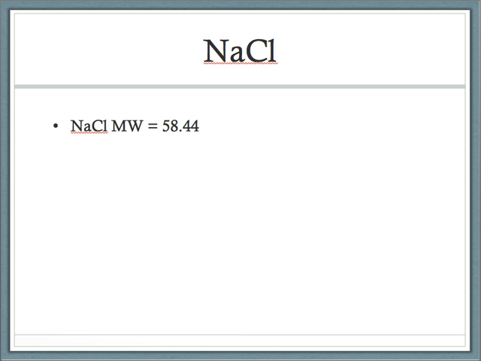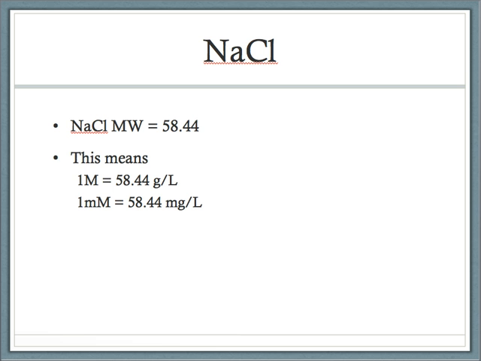If we take NaCl's molecular weight, 58.44, and fit it into the equation that we've just discussed, 1 molar NaCl will be equal to 58.44 grams in a litre. So we have to work out 10 millimolar in this problem that we have in the tutorial. Let's go to millimolar first. So 1 millimolar will be 58.44 milligrams per litre.